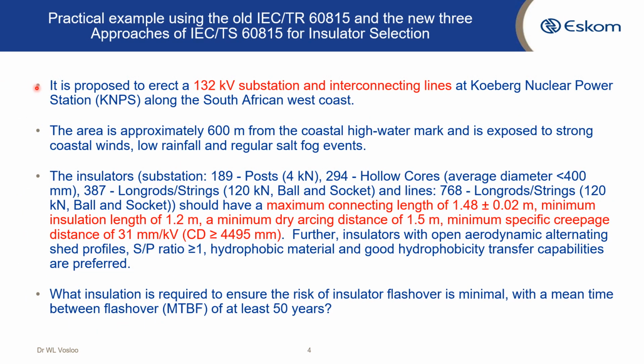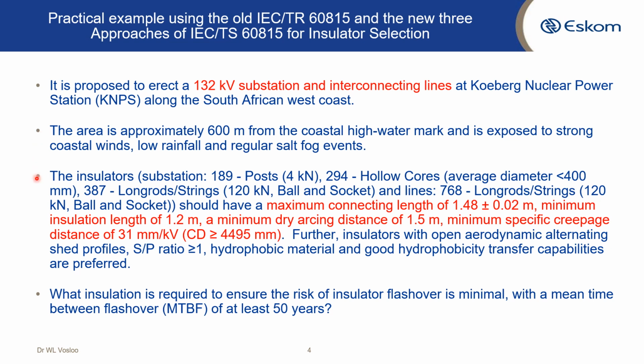Best is to take a practical example to compare the old with the new. Let's take a 132 kV substation and interconnecting lines to be built at Koeberg Nuclear Power Station along our South African west coast. It's 600 meters from the coastal high water mark, with strong coastal winds, low rainfall, and regular salt fog events, Malmokmist.